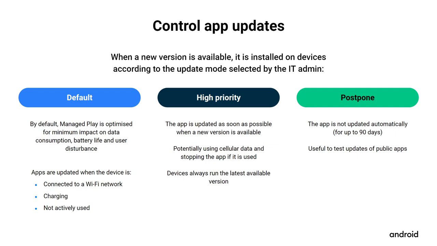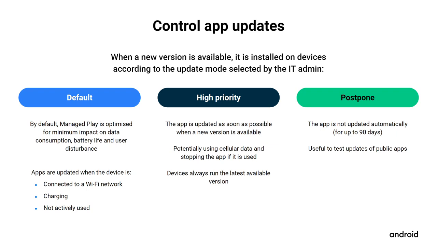Once a new version is available for a device, it still needs to be installed on the device itself. And Managed Play allows IT admins to control how this happens. By default, Managed Play is optimized for minimizing user disturbance and data consumption and maximizing battery life. So new versions are installed when the device is connected to Wi-Fi, charging, and not actively used. This behavior works well for most apps and most companies. However, in some cases, you may want the update to happen sooner or to not happen at all.